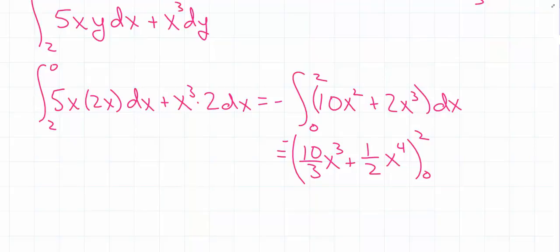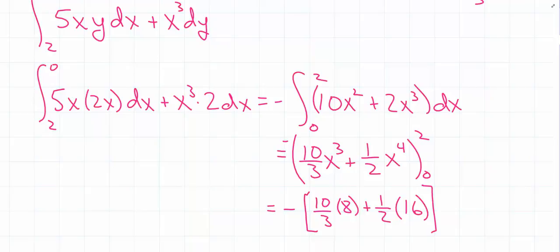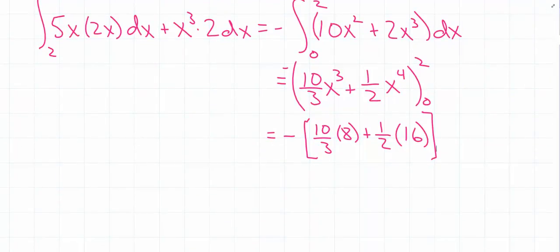Okay. Now, let's go ahead and see if we can work this out. So this is going to be a negative 10/3 times 8, right? 2 to the 3rd power is 8, plus 1/2 times 16. Yeah, and that's that. Okay, let's see what this is going to give us. So we're looking at big numbers here.